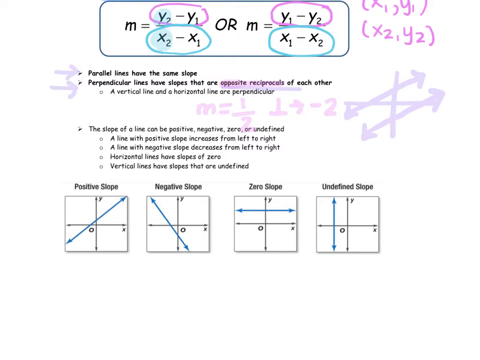So the slope of a line can be positive, negative, 0, or undefined. When looking from left to right, if a line increases from left to right, that has a positive slope. If a line decreases from left to right, that has a negative slope. A horizontal line has a slope of 0.